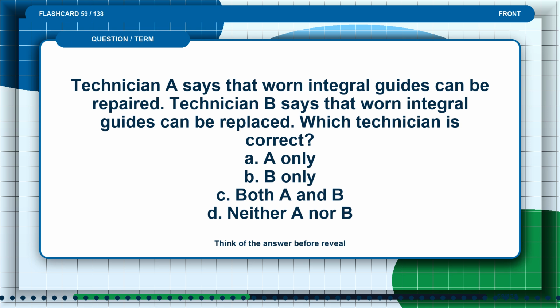Flashcard 59. Technician A says that worn integral guides can be repaired. Technician B says that worn integral guides can be replaced. Which technician is correct? A, A only. B, B only. C, both A and B. D, neither A nor B. Pause and think of the answer before the reveal.